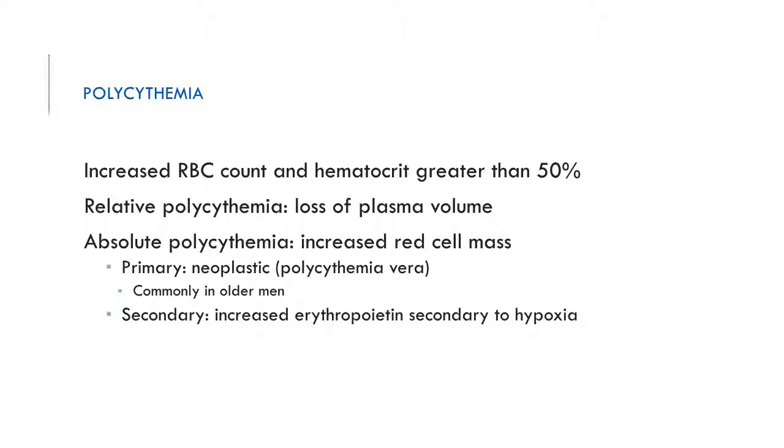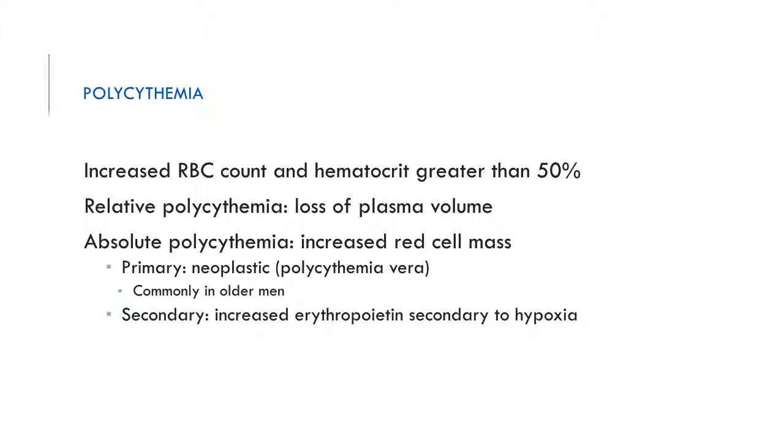Secondary polycythemia is increased erythropoietin production secondary to hypoxia. We see this a lot in people who have heart disease and lung diseases. So when somebody develops, for instance, COPD, they become hypoxic and they become chronically hypoxic. And with that chronic hypoxia, the kidneys are producing more erythropoietin. The erythropoietin is causing increased production of red blood cells.